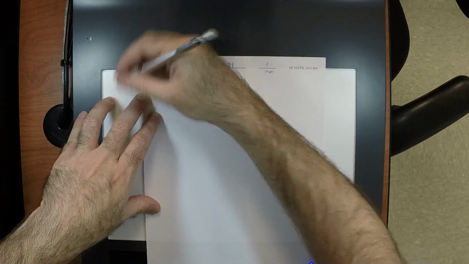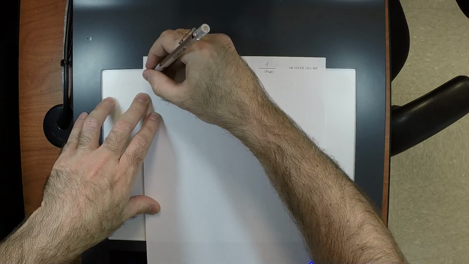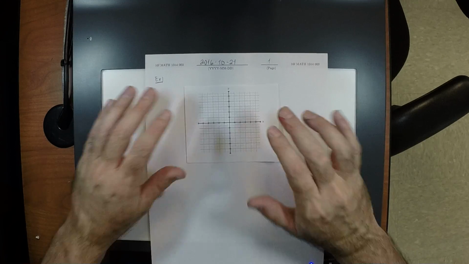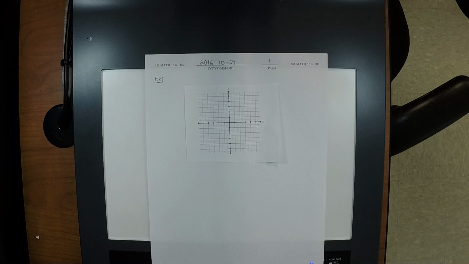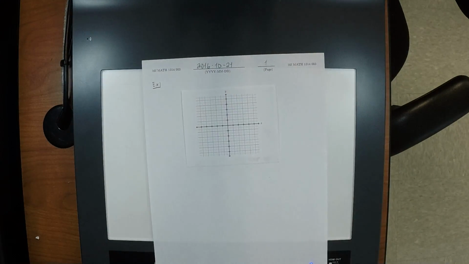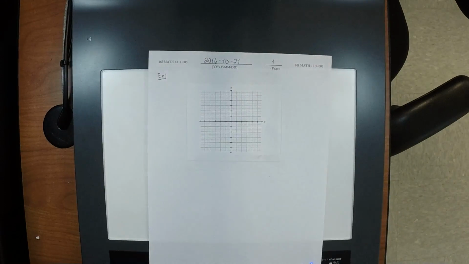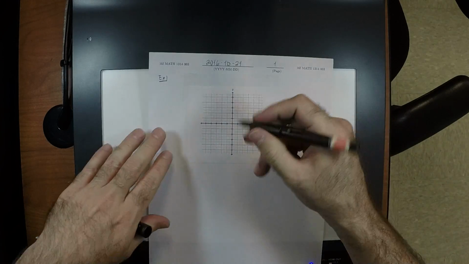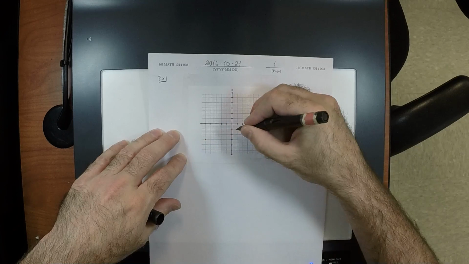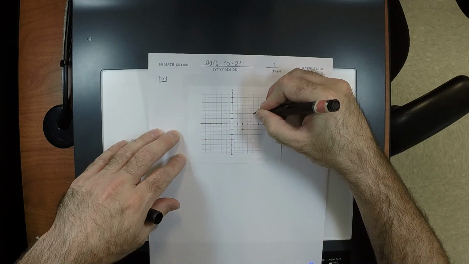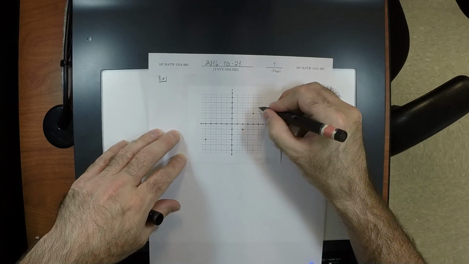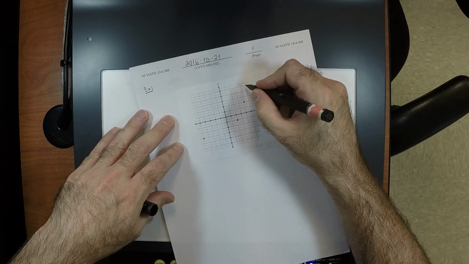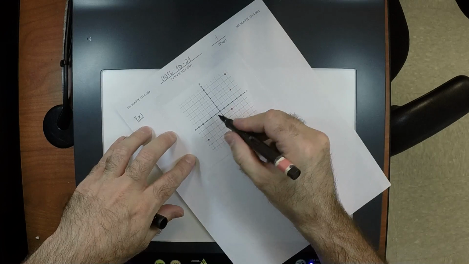Okay, so let's do an example. Okay, so suppose I give you this function. Okay, so here's a function, or here's a plot.